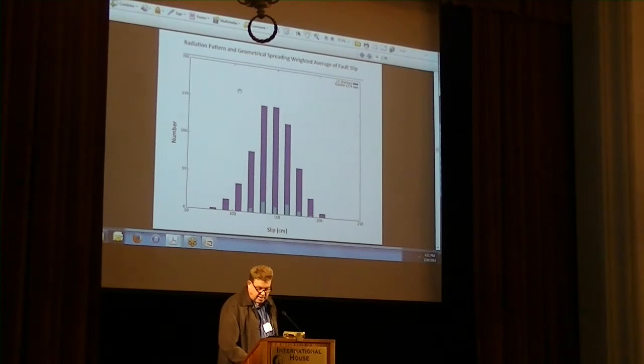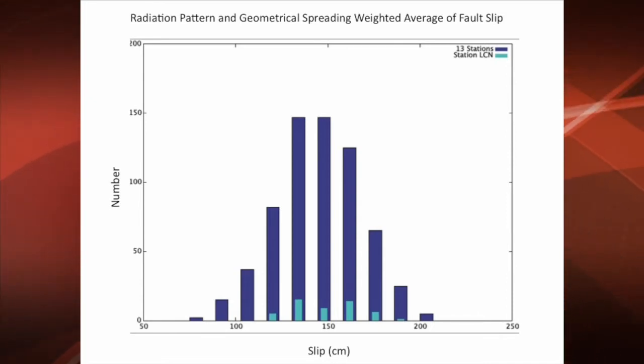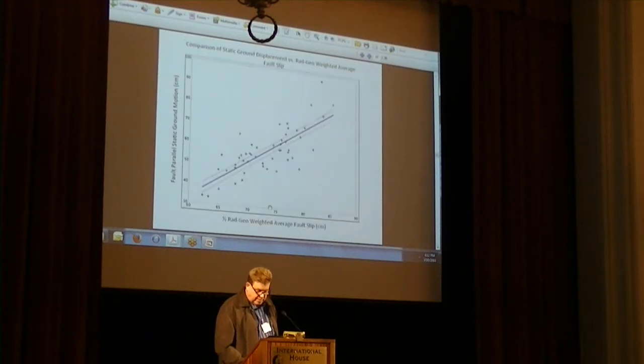And so then this is comparing the same against the distribution that you get at the Lucerne site. And the point here is just that the slip values measured in this way at Lucerne are within the distribution that you get considering the 13 stations that are distributed over the entire length of the fault. And when you use that as your fault slip measure, then you get a very strong correlation.